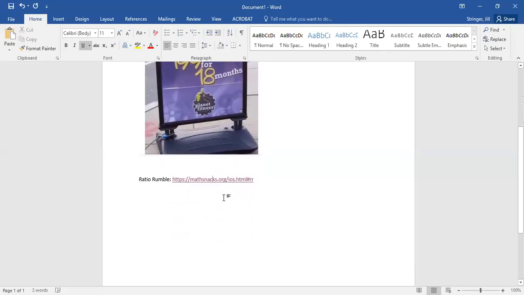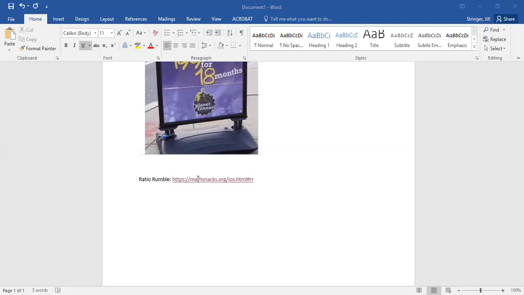Now, the other thing that I probably would do with a class is start them with mathsnacks.org. Mathsnacks.org is a pretty good activity. It's not actually hands-on, it's more digital learning. So this Ratio Rumble, I'm just going to show you. This is for iOS, but you can do it on a laptop or on your phone, wherever you can do it.